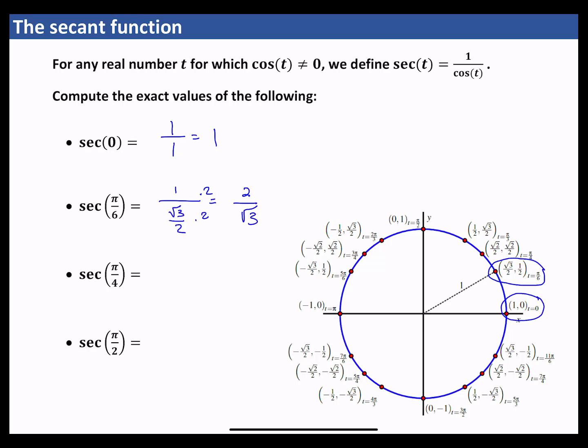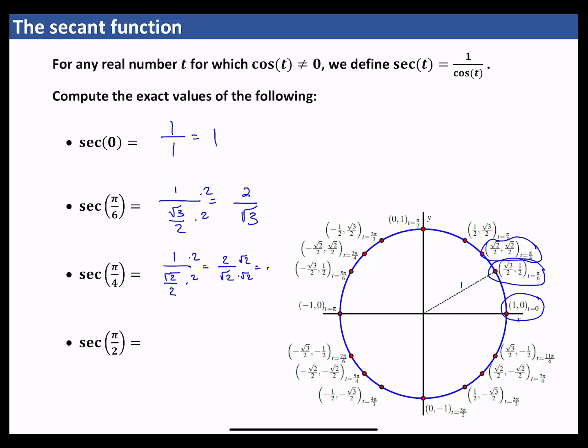Next, the secant of pi over 4. That equals 1 divided by the cosine of pi over 4. The cosine of pi over 4 is square root 2 over 2. So we really have 1 divided by the square root of 2 over 2. And if we multiply both the numerator and the denominator by 2, this would simplify to equal 2 divided by square root 2. And if we multiply both of those, numerator and denominator, by square root 2, we end up with just the square root of 2.